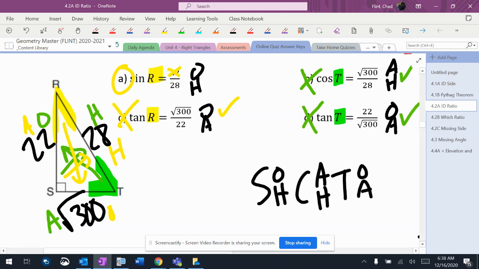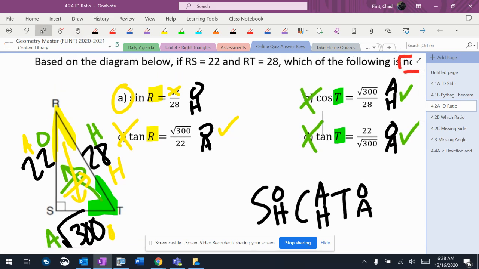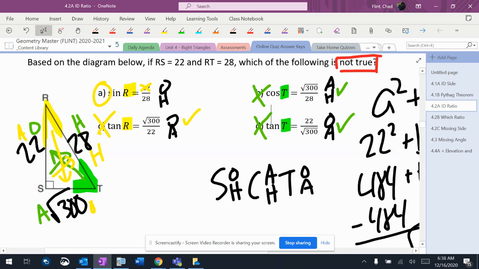So C, B, and D all end up being true statements, and it says which one is not true. So the answer to that is A. Sorry for the mistake.